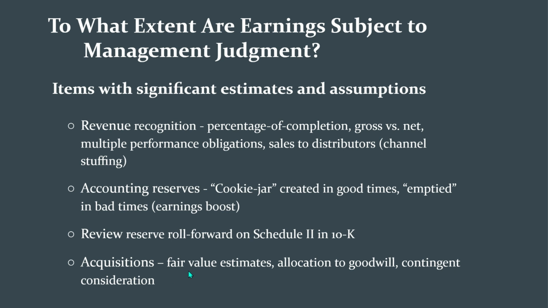Acquisitions: fair value estimates, allocation to goodwill, contingent consideration. These are some things that companies can use to manipulate earnings when they acquire another company.